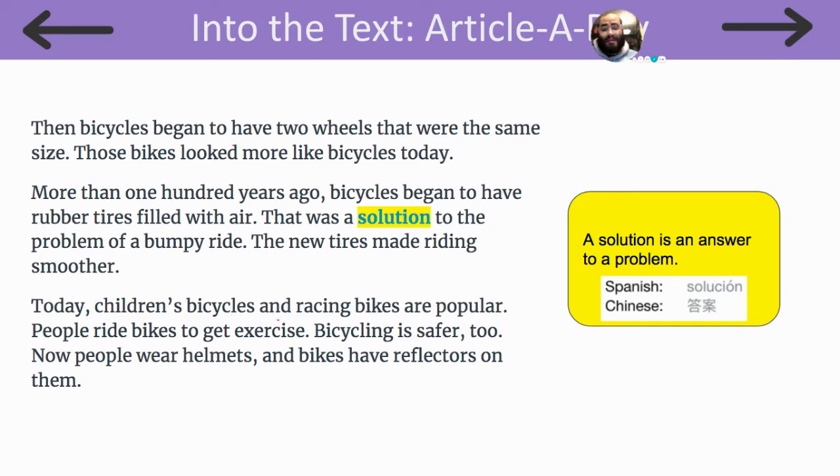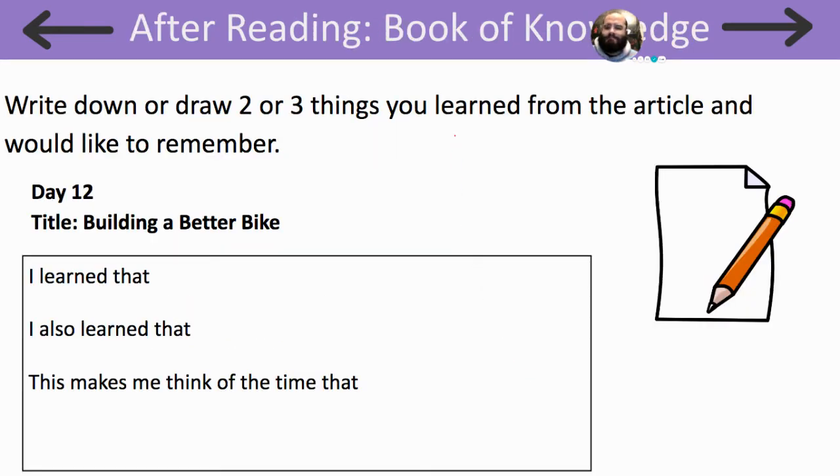Today, children's bicycles and racing bikes are popular. People ride bikes to get exercise. Bicycling is safer too. Now people wear helmets and bikes have reflectors on them. So bicycles have gotten safer throughout the years. Now, in your book of knowledge, I want you to write down 2 or 3 things that you learned from the article and that you would like to remember.